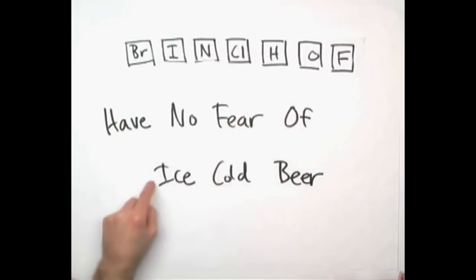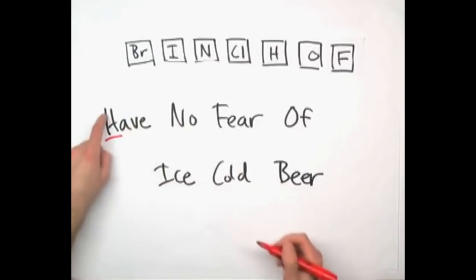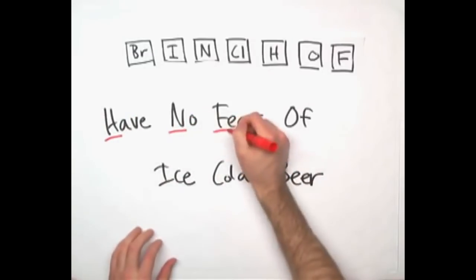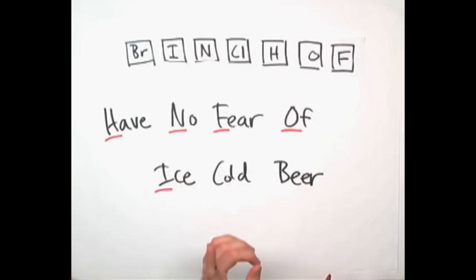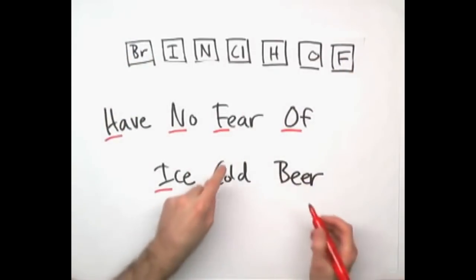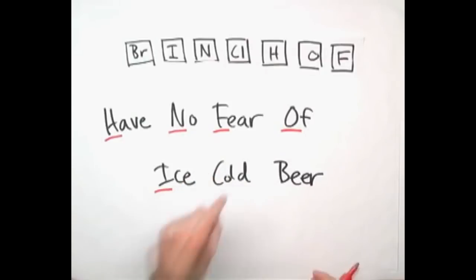We want to talk about the letters that are in each of these words. We have H for hydrogen, N for nitrogen, F for fluorine, O for oxygen, I for iodine. It gets a little bit tricky with these last two, which is actually why I prefer Brinkelhoff. But anyway, cold. Don't be confused and think that the C stands for carbon.